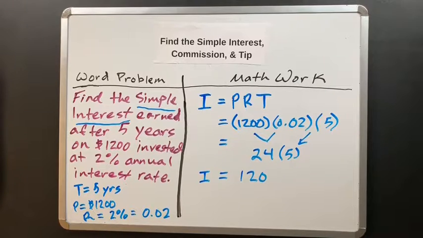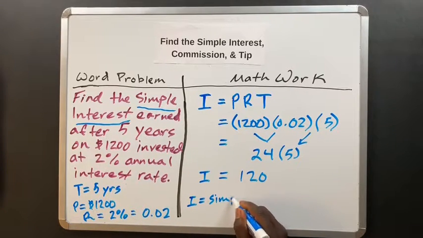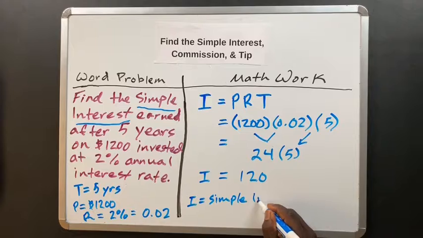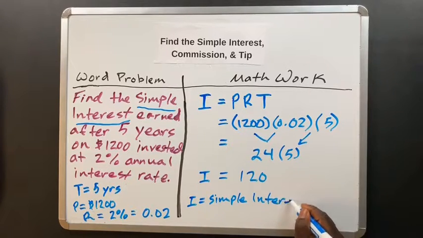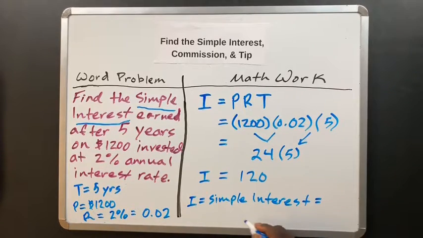Okay? So let's go ahead and write that up. I, which equals the simple interest, equals $120.